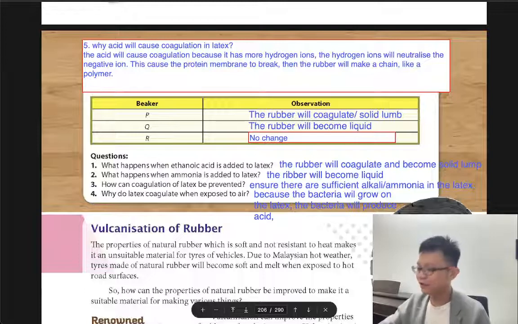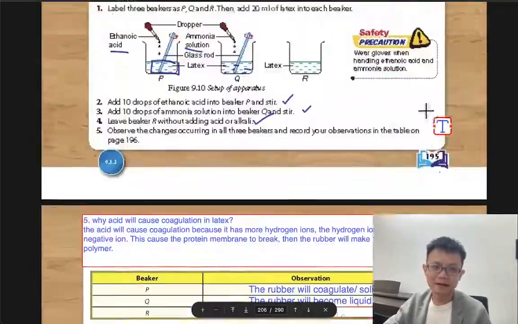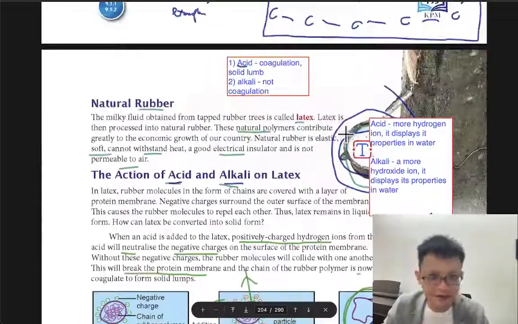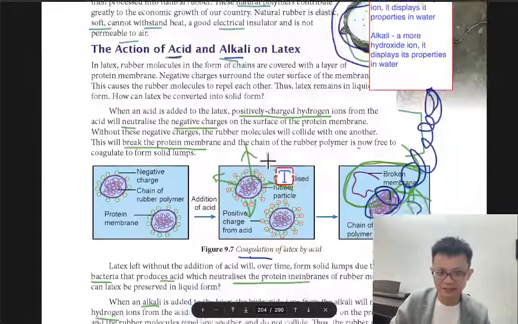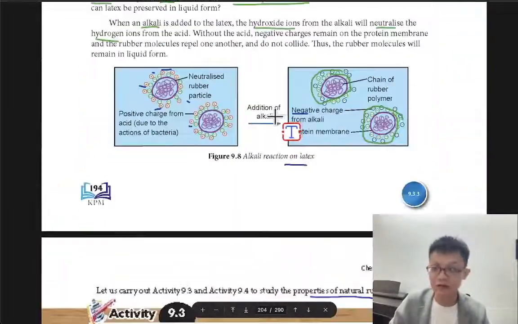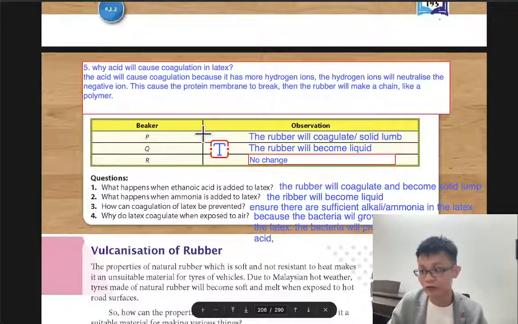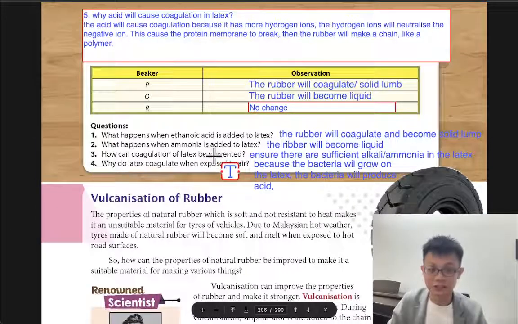Okay, any question you want to ask? No. So again, I already mentioned many times, this is the basic thing, coagulation. You must know what coagulate means. If you cannot do this or you don't understand, please ask, and we will try to help you as much as possible.